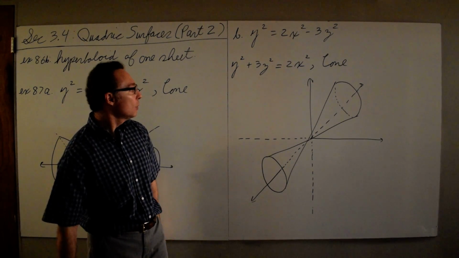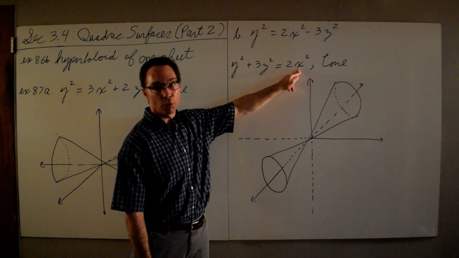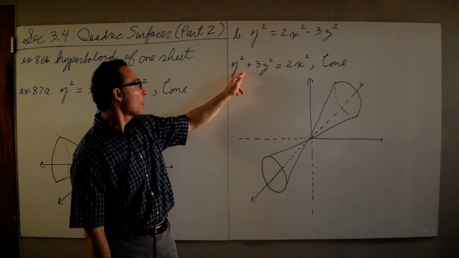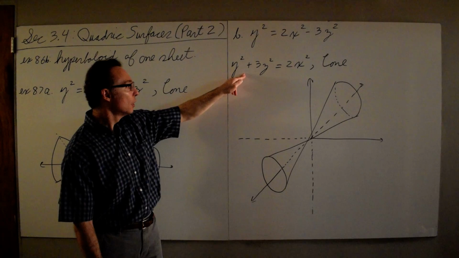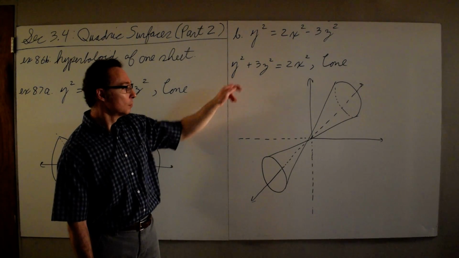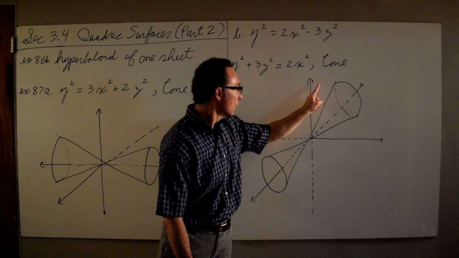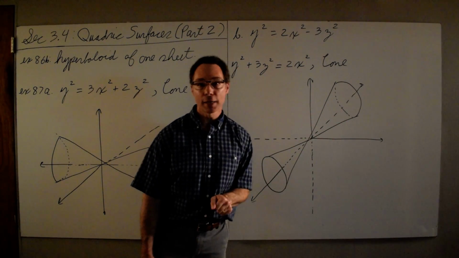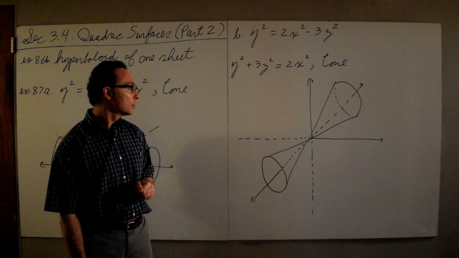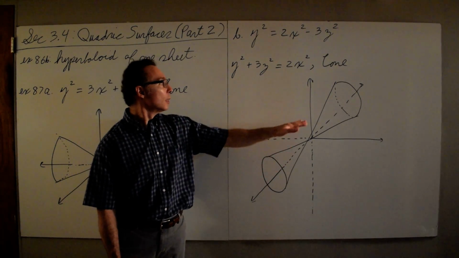And so if we hold x as a constant, we have y squared plus 3z squared equal to a constant, and again we have an ellipse. So you take a cross section here perpendicular to the x-axis and you have an ellipse. But again, we have a cone.